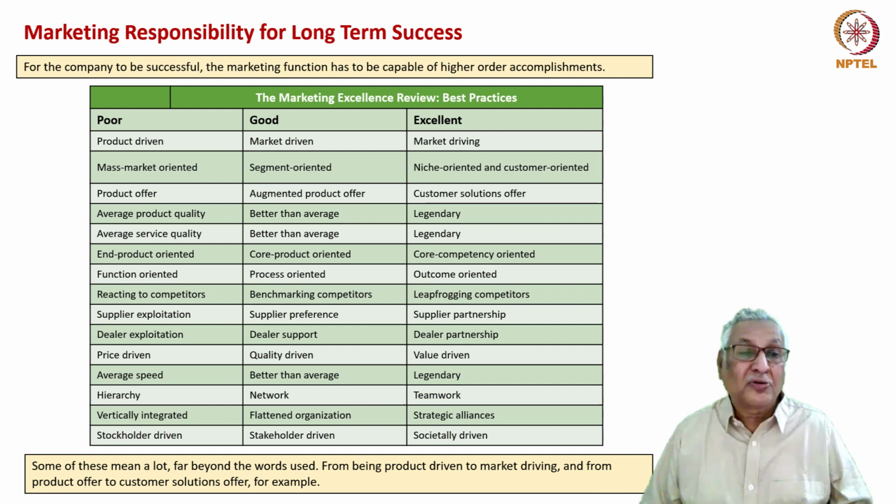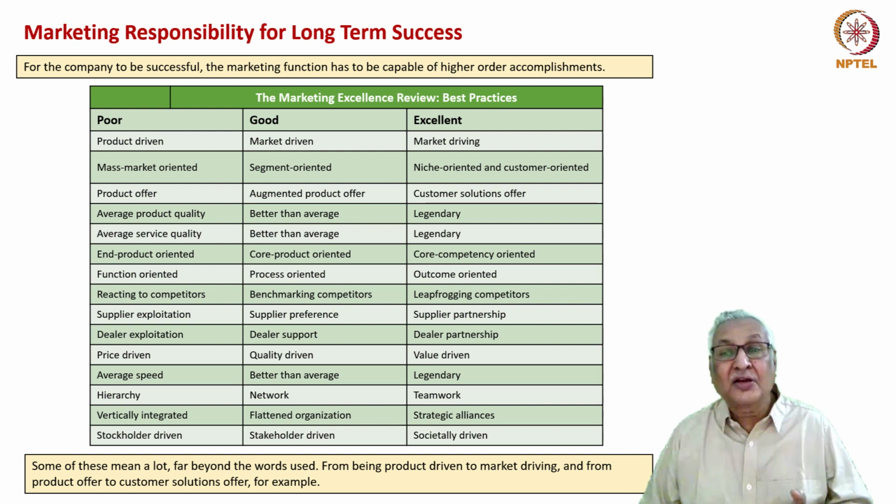An average level of product quality signifies poor marketing. Better than average, good marketing, and legendary quality signifies excellence in marketing. Similarly, average service quality is synonymous with poor marketing, better than average equivalent to good marketing, and legendary service equivalent to excellent marketing practice. If you are end product oriented, your marketing can be routine, run of the mill. If you are core product oriented, you are good. If you are core competency oriented, you are excellent.